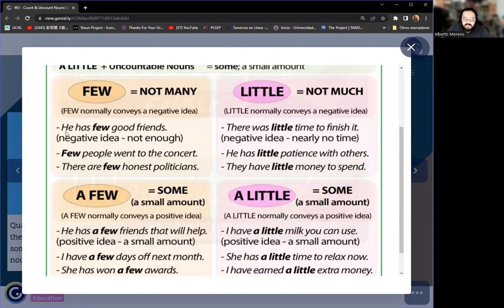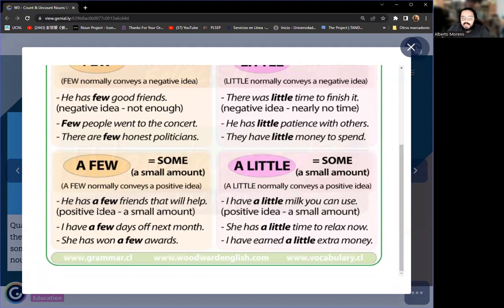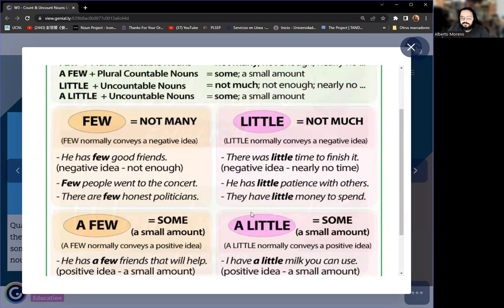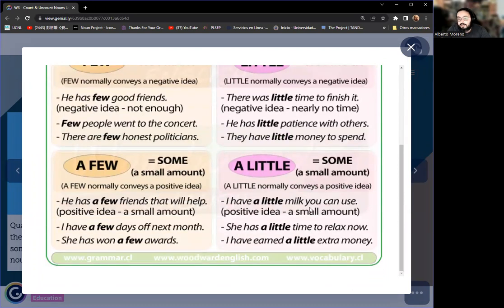And in here we have some examples. He has few good friends, or a few people went to the concert. There are few honest politicians. He has a few friends that will help. I have a few days of next month. She has won a few awards. There was little time to finish it, or I have a little milk you can use.